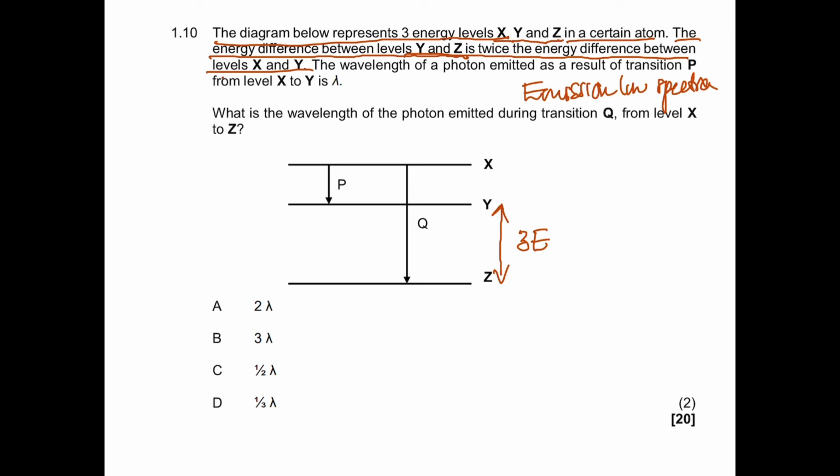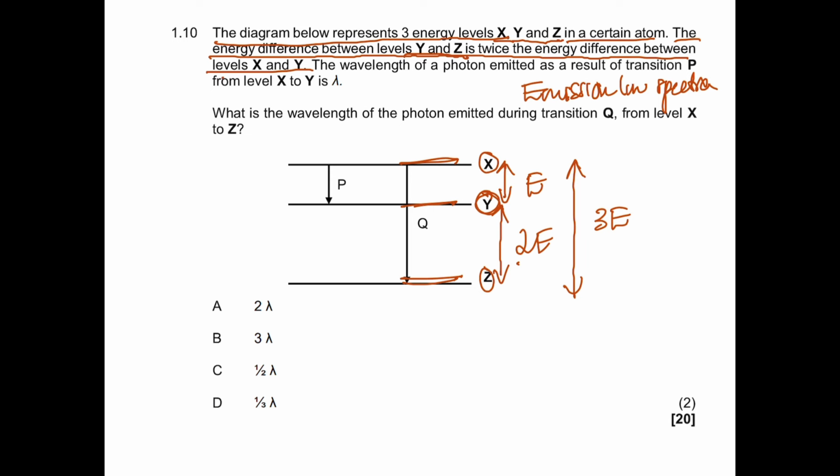The emission line spectra means there's an energy that is released when the atom comes from the highest energy level to the lowest energy level. That means there's an energy that is released, right? And then they said the energy difference from Y to Z is twice the energy from X to Y. So that means the energy from X to Y is 1E. Now, if you look at the energy from X to Z, it's 3E.